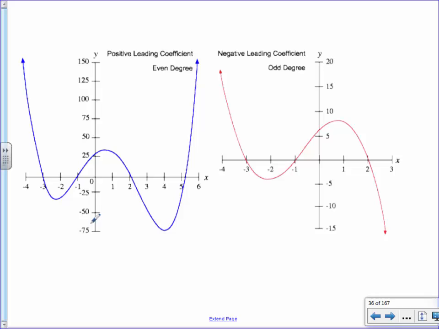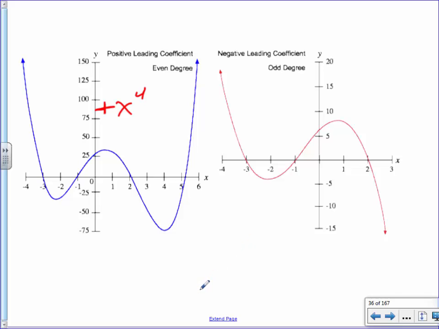The answer's 4, yeah. It looks kind of like a quadratic, right? Where it starts and ends at the top. So it looks roughly like a quadratic. But it has the little flippy section in the middle. So it means it's most likely an x to the power of 4 with a positive leading coefficient. Does that make sense?